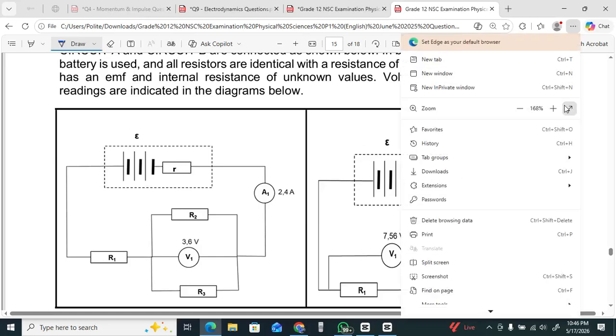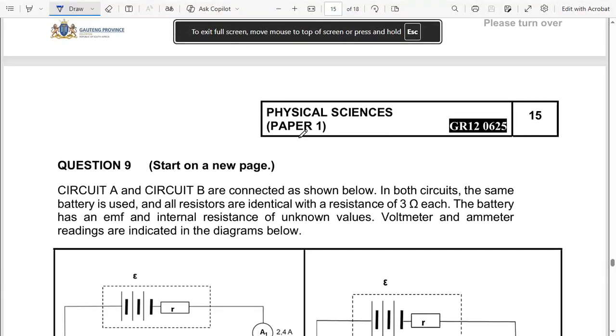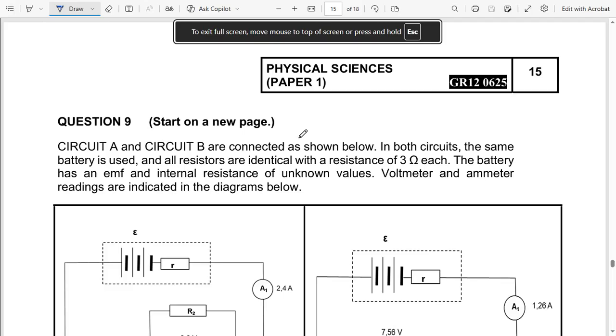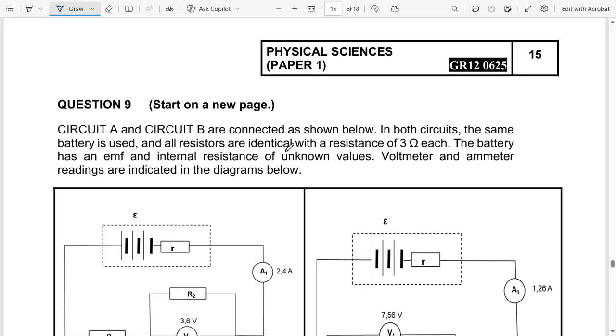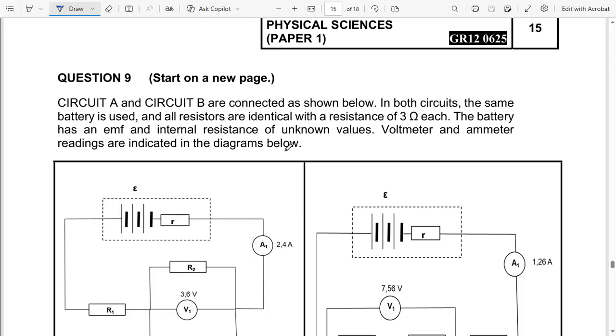Okay, this is what I want to work on now. This is Physical Science Paper 1. This one is from the 2025 June question paper of the Gauteng paper. So they say that you are given circuit A and circuit B, connected as shown below.